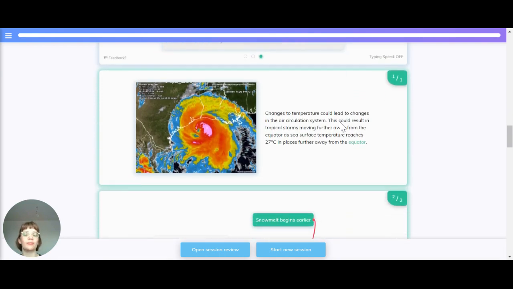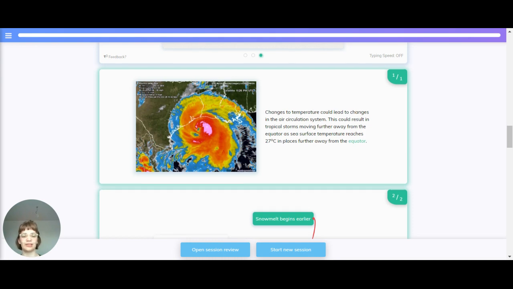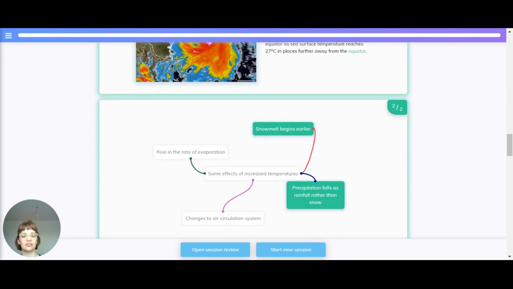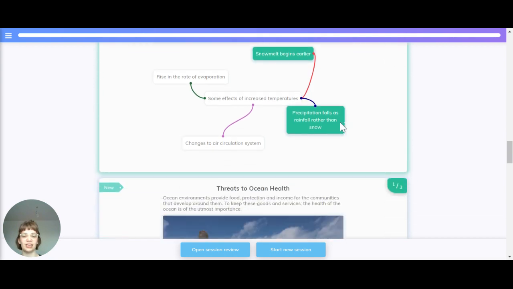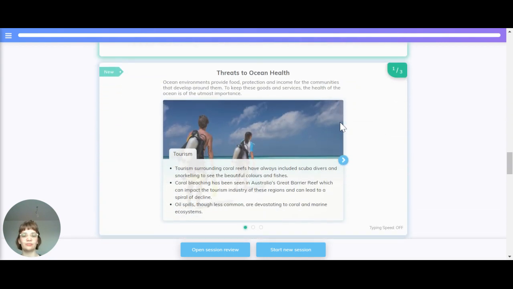So let's quickly recap all of that. Changes in temperature could lead to changes in the air circulation system, which could result in tropical storms moving further away from the equator as sea surface temperature reaches what kind of temperature? Well, 27 degrees Celsius, which is the temperature needed to have tropical storms in places further away from the equator. Some effects of increased temperatures are precipitation falls as rainfall rather than snow, snowmelt begins earlier, rise in the rate of evaporation, and changes to the air circulation system.